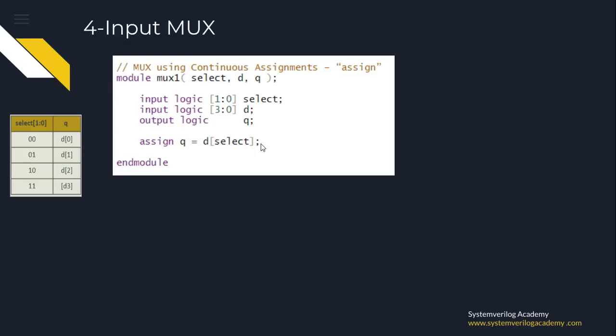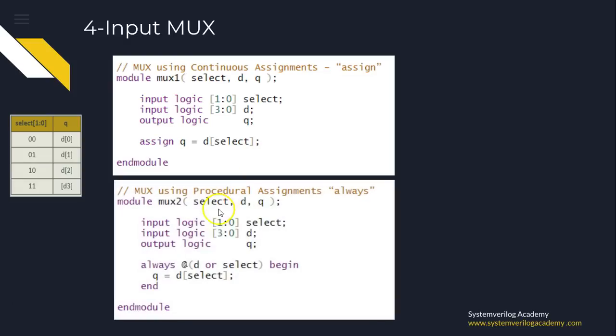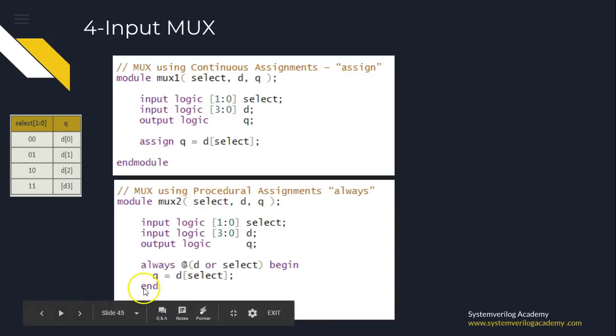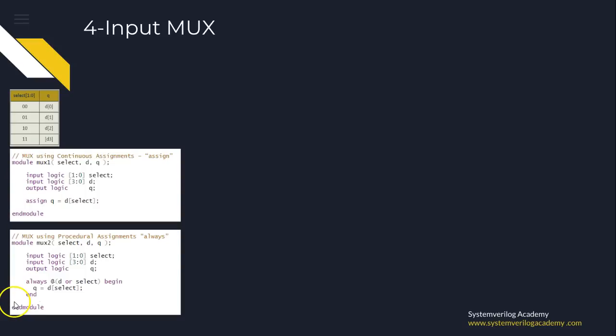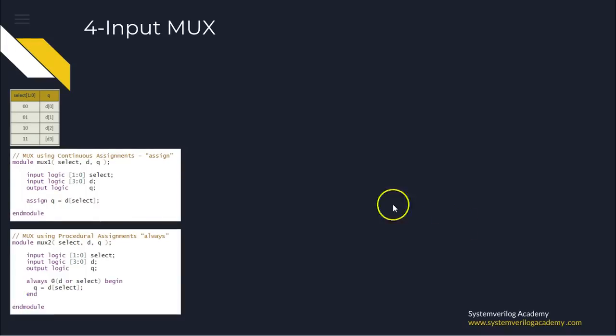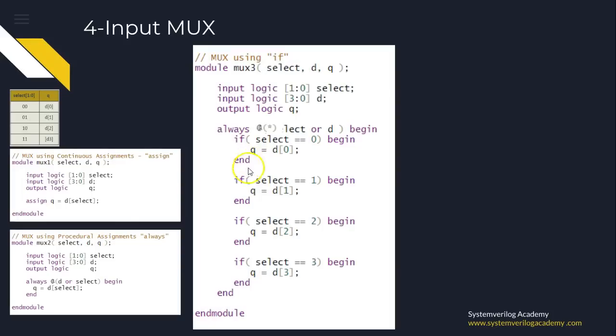Next, the same MUX is implemented using an always statement. The program is the same as above, except the assign statement is replaced with an always block like this. Here, again the same MUX is implemented using an always block, but now instead of assigning Q equals D of select, a few if statements are used to assign Q.